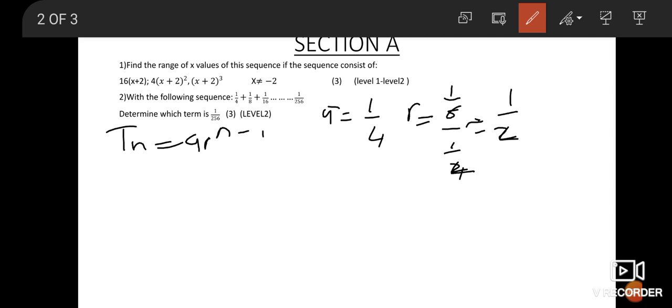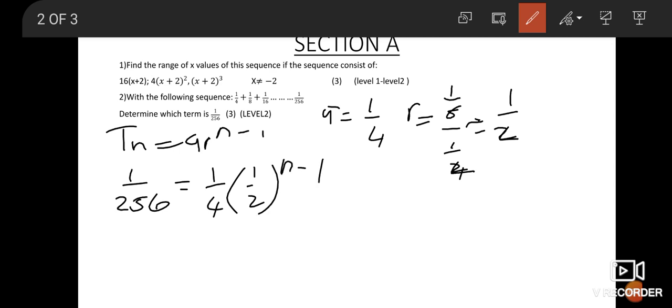So now that we have that, we can simply sub that in, and since they're giving you 1 over 256 as the value of the term we're looking for, we can just sub that in here, and we say a quarter, and then a half, and n minus 1. That's simple. Then we simply divide the 1 over 256 by the quarter, so we have 1 over 64, equals a half to the n minus 1.